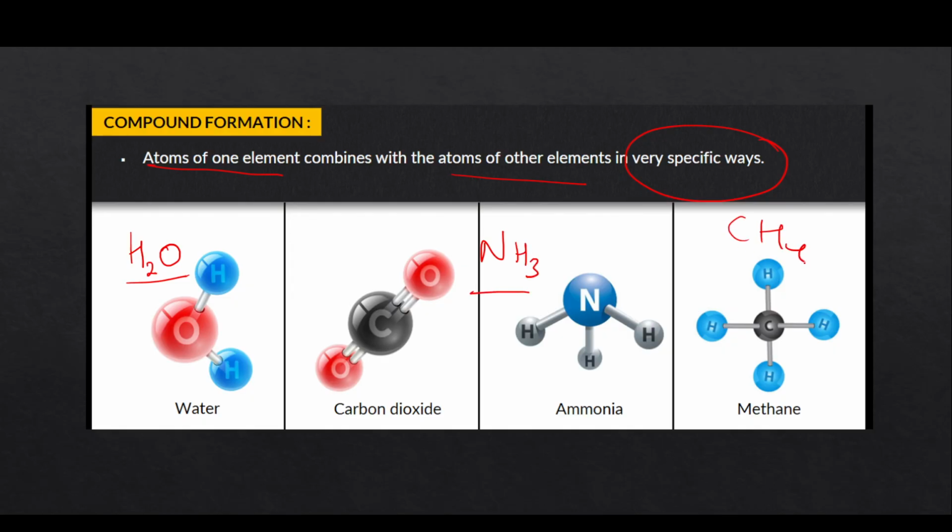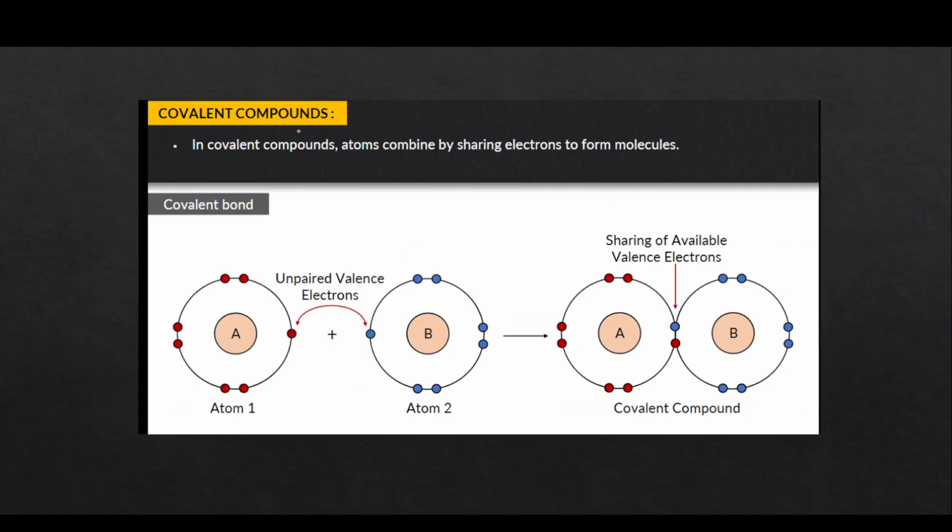Similarly for methane, so they combine in a very specific way. Now, there are different types of compound. Covalent compounds: atoms combine by sharing electrons to form molecules. So what you have to remember is that covalent compounds are formed by sharing of electrons.